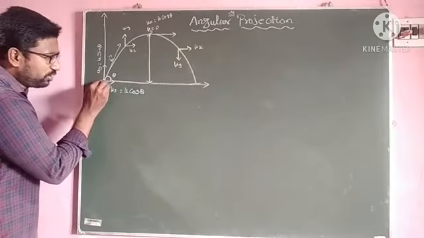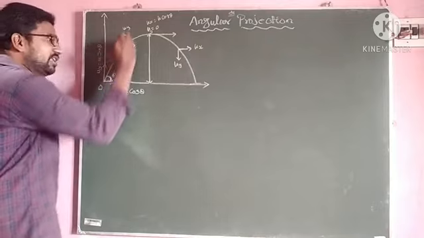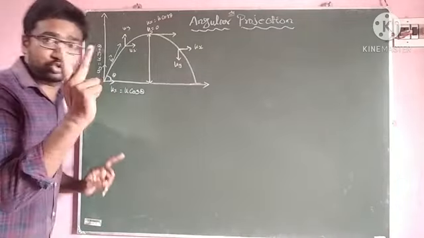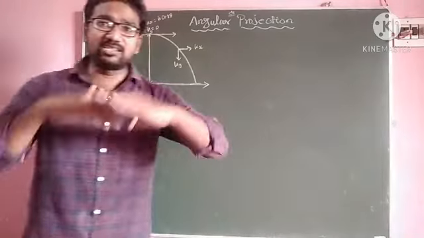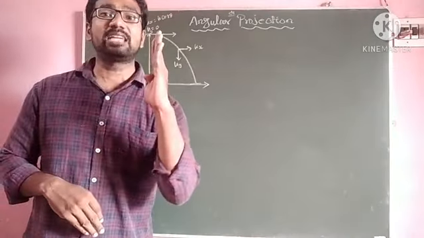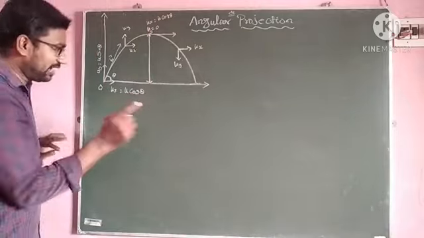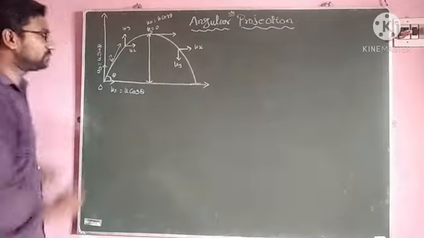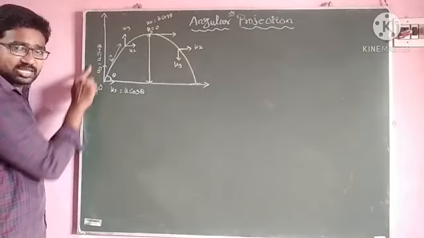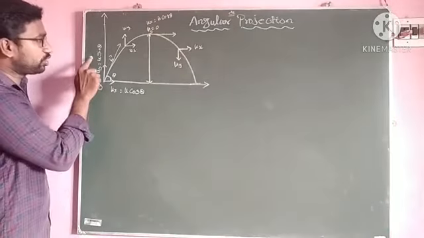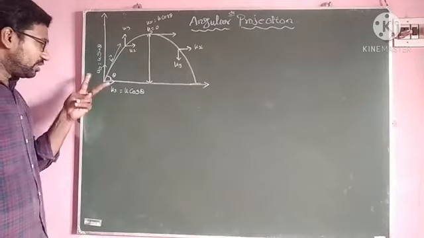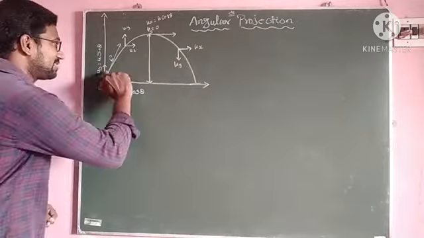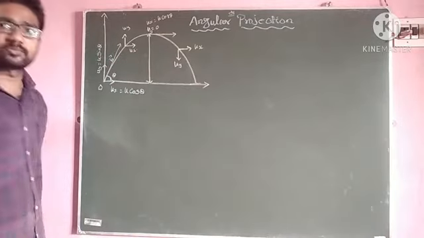So I am going to throw an object with some initial velocity u. This velocity will be resolved into two components: one is horizontal velocity and the other is vertical velocity. I am going to take the horizontal velocity ux is equal to u cos theta, and the vertical velocity uy is equal to u sin theta. The two vectors resemble the resultant vector, so I am going to draw the resultant vector u.